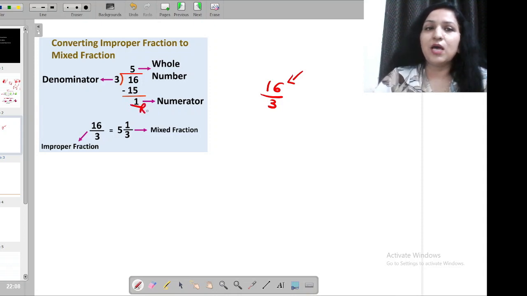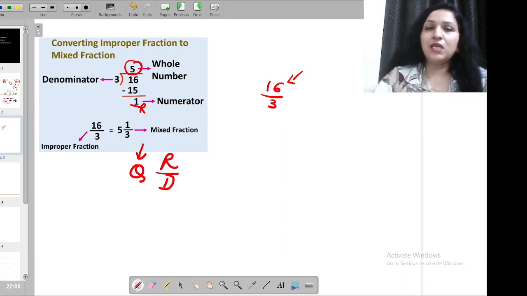The remainder that is left over, how do we convert it? Just remember this formula: Q R upon D. What is this Q? Q is the quotient. What is the quotient? Quotient is the answer of the division.